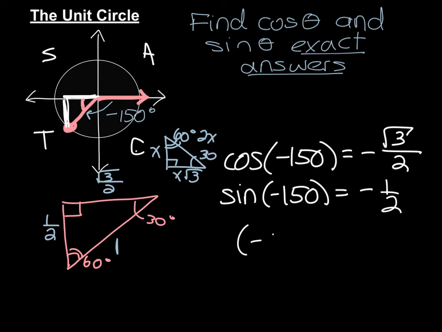If we were to write it as coordinates, the cosine value is first, the sine value is second, but in this case it was just asking for the cosine and the sine values.